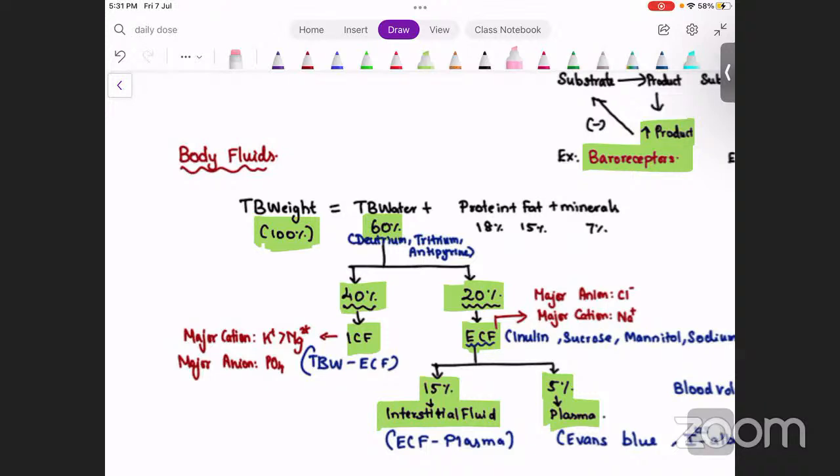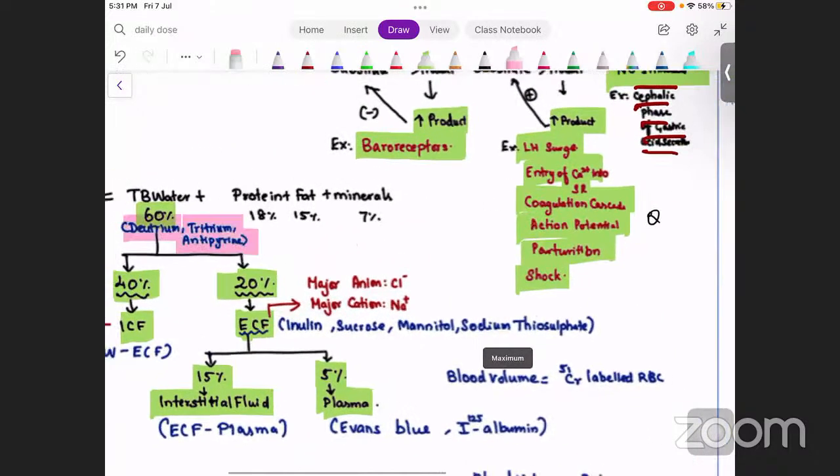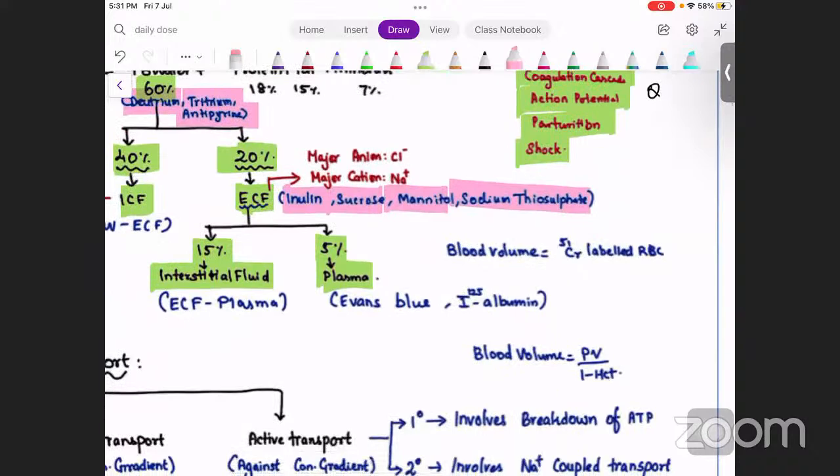Total body water can be measured by deuterium, tritium, and antipyrine. Then you have the ECF, because ICF cannot be measured. For ECF, the dyes we use are inulin, sucrose, mannitol, and sodium thiosulfate. And for plasma, we use Evans blue or radioactive iodinated albumin, where the radioactive iodine should be 125. I-125 albumin we use.